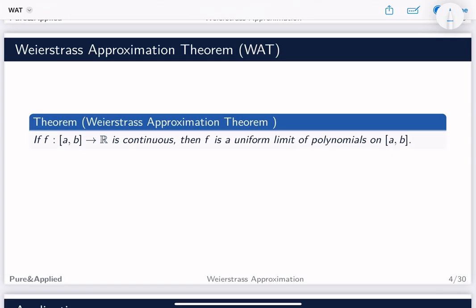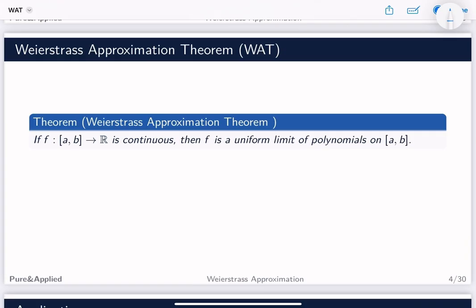So the Weierstrass Approximation Theorem states that polynomials can approximate continuous functions in a uniform way, in the sup norm sense. Roughly speaking, this means that if you draw any continuous function on a compact interval, then you can approximate it. You can draw a polynomial that hugs the curve of the function.